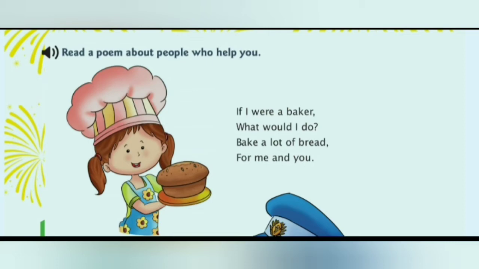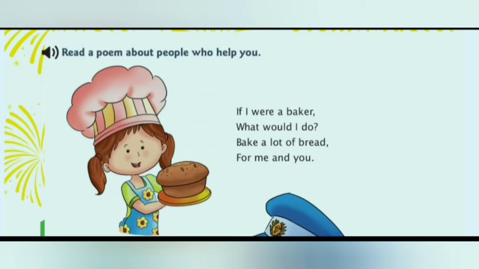Now I believe that everyone followed me while I was reading, and now I'm going to do a little more fast reading. Hear me first and then read with me. If I were a baker, what would I do? Bake a lot of bread for me and you. So this is the process.